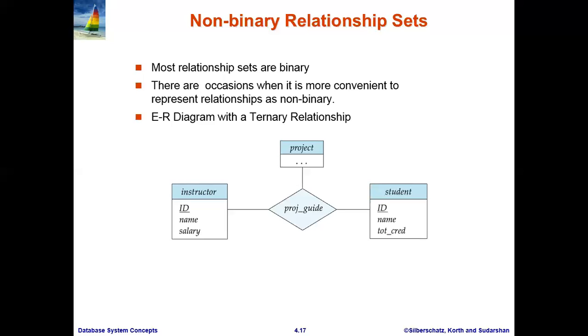So there are more than two entities present and a relationship set is present. Then such a relationship set is called a ternary relationship set or ternary relationship, and diagrammatically it is shown like this. And there will be very few occasions where it is more convenient to represent relationships as non-binary. But most of the time, most relationship sets will be binary in nature.